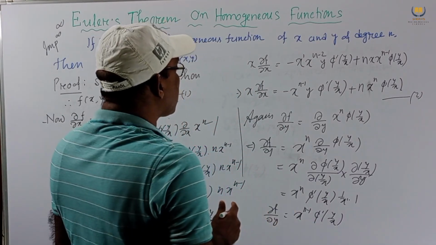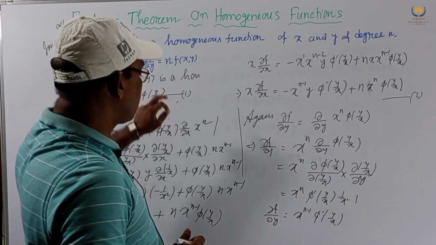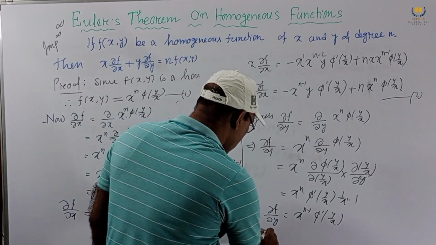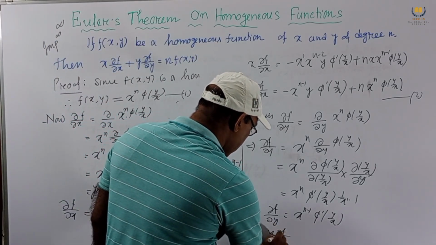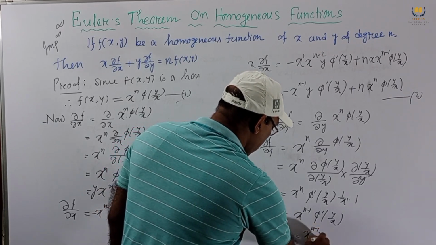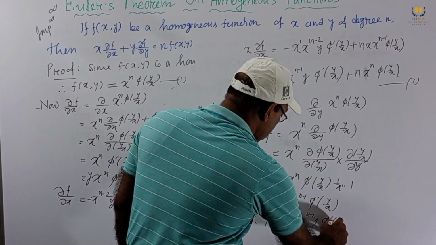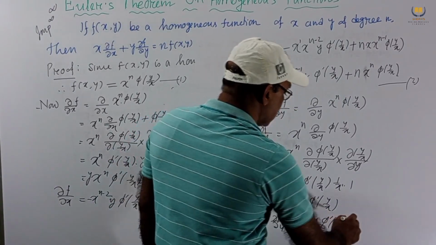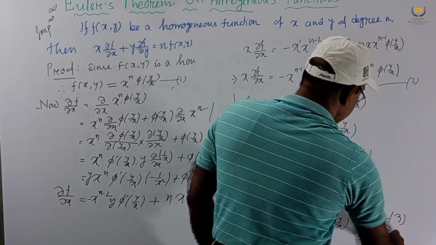Now if we multiply both sides by y, we get y del f by del y equals x to the power n minus 1 y phi dash y by x. This is number 3 we consider.